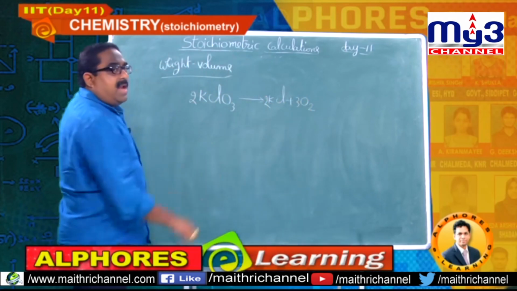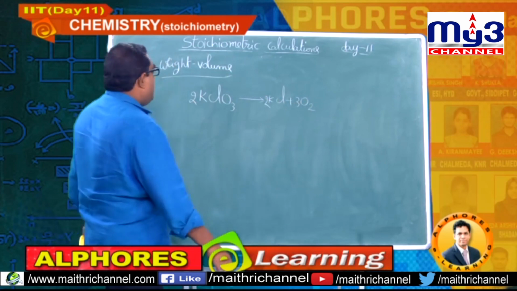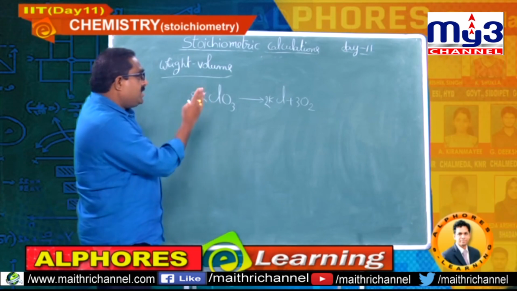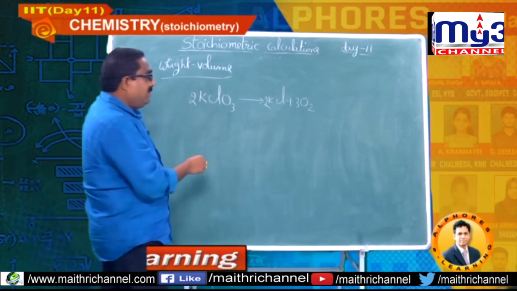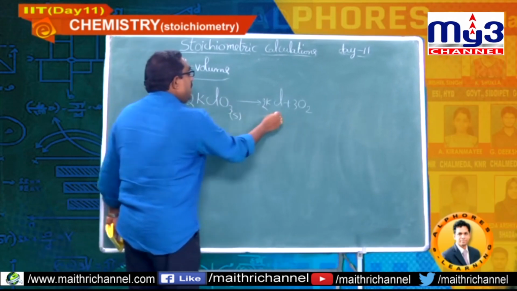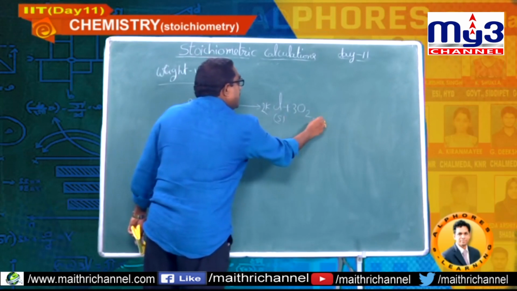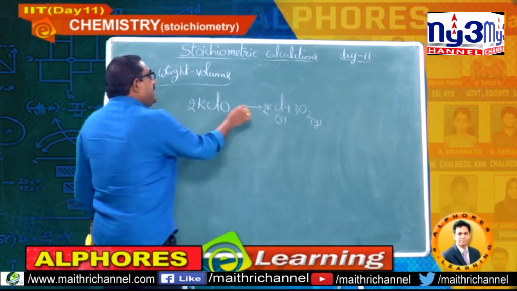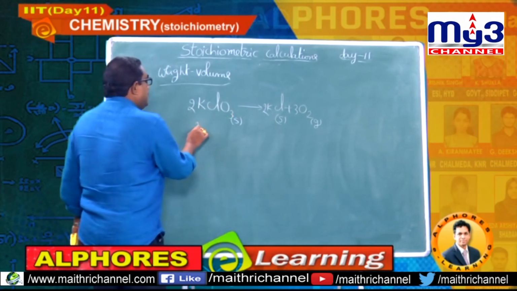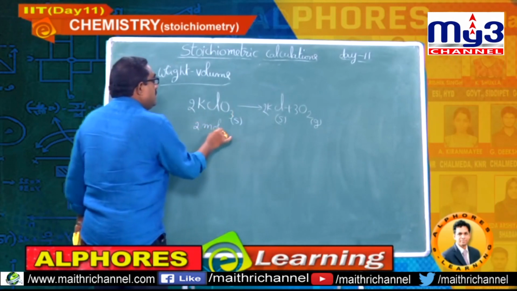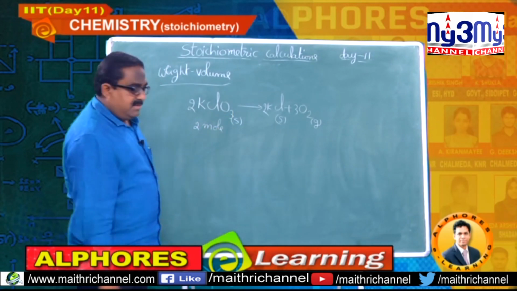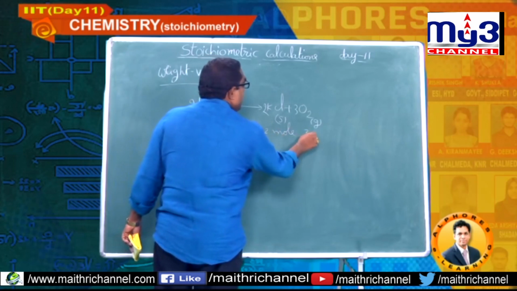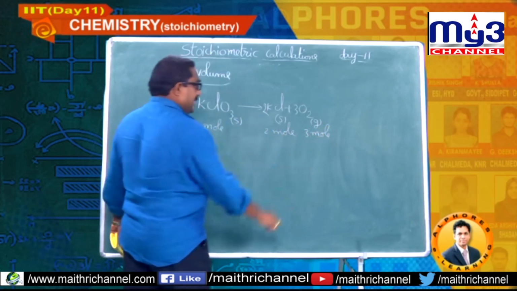So this is the balanced chemical equation. Potassium chlorate on decomposition gives potassium chloride and oxygen gas. These two are solids. We know oxygen is gas. So based on stoichiometry of the equation, 2 moles of potassium chlorate on decomposition forms 2 moles of potassium chloride and 3 moles of oxygen gas.